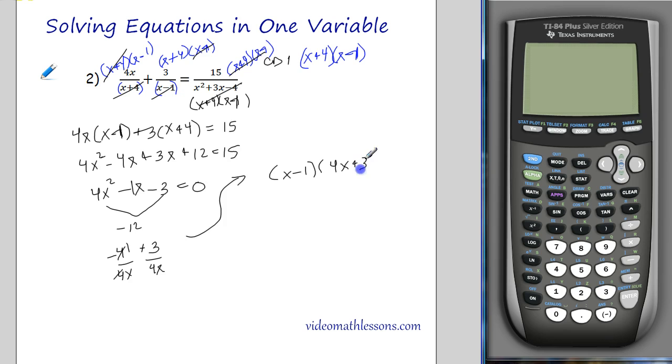Now remember, it's still a quadratic, set to 0, so I'm going to set it to 0. Draw the line down the middle. We solve each part. x equals 1. x equals negative 3/4.